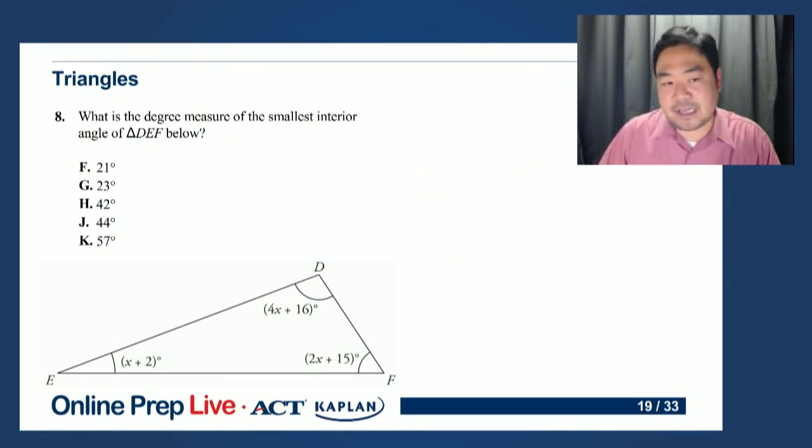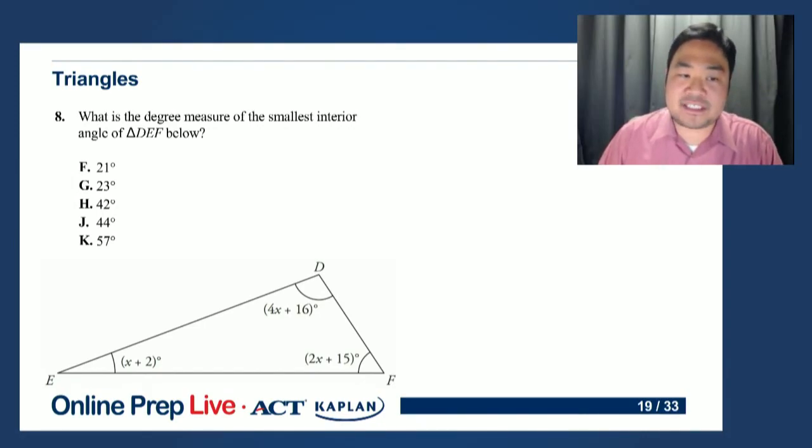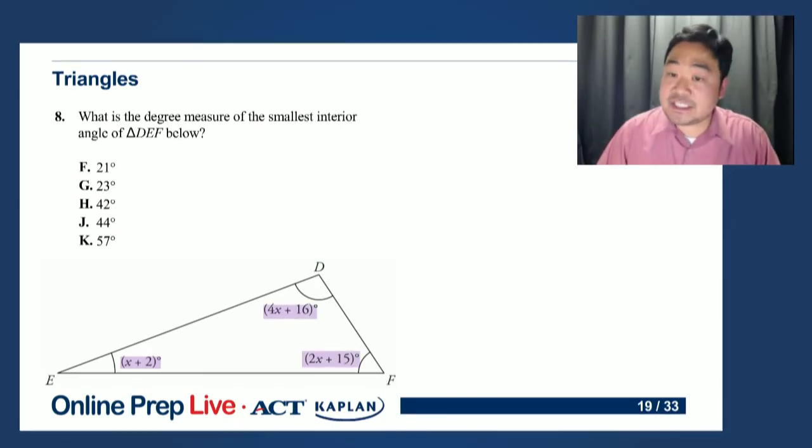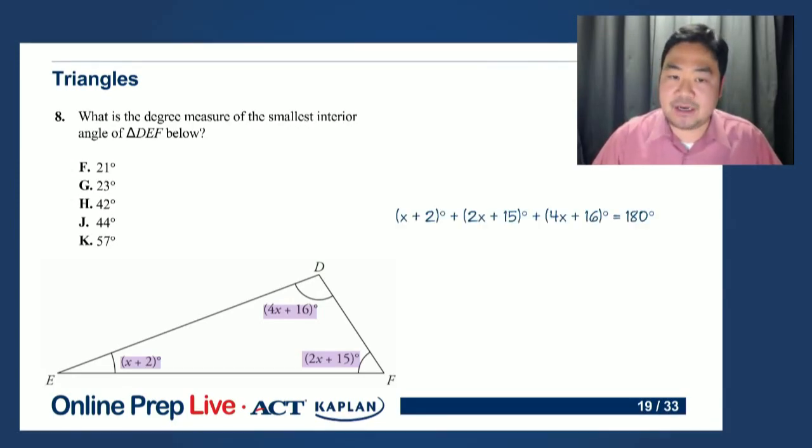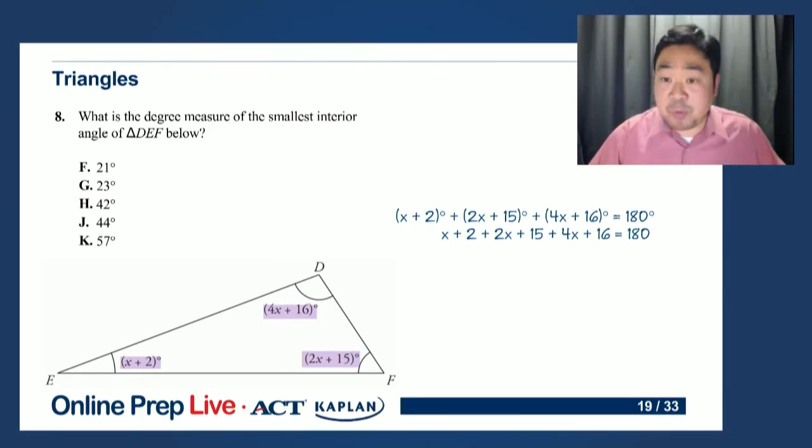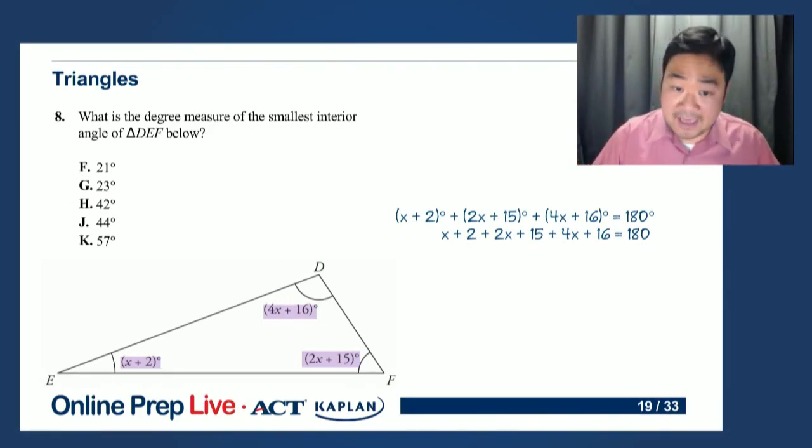Let's take a look at an example here. Take a look at number 8. The question asks us for the degree measure of the smallest interior angle of that triangle. And notice we've got these 3 different angles here: x plus 2, 4x plus 16, and 2x plus 15. Well, we just said for every triangle, the angles must add up to 180 degrees. So let's use that information and set up our first step. x plus 2, plus 2x plus 15, plus 4x plus 16 is equal to 180. And at this point, it becomes a more straightforward algebraic exercise. Get the like terms together, the x, the 2x, and the 4x.